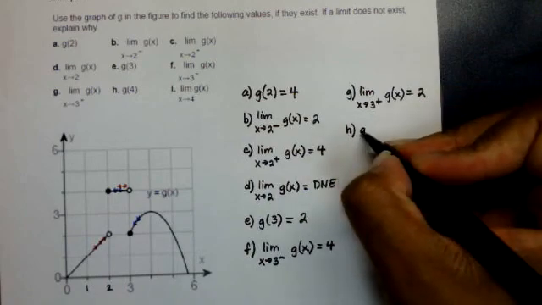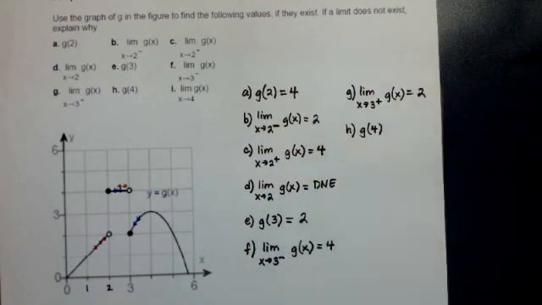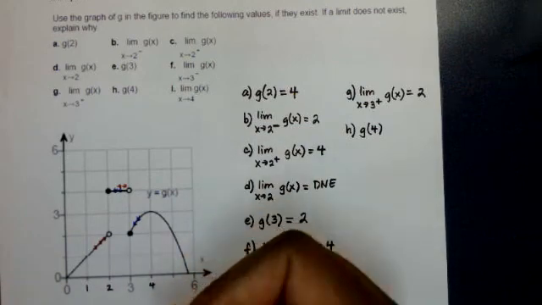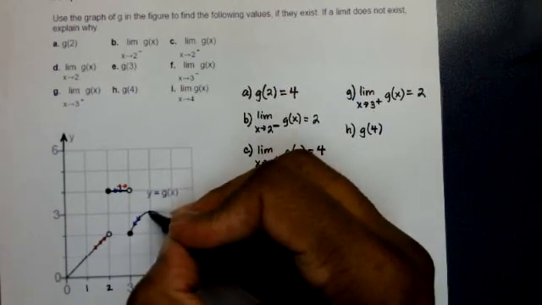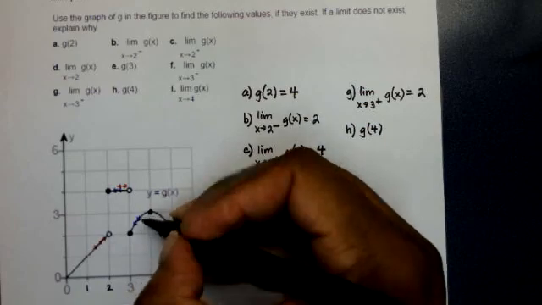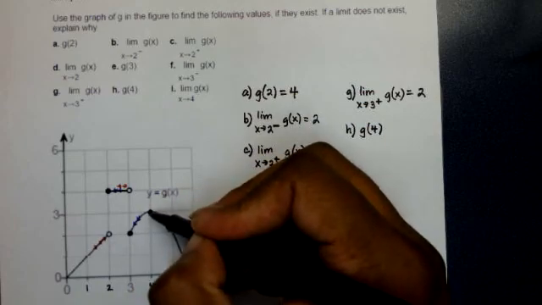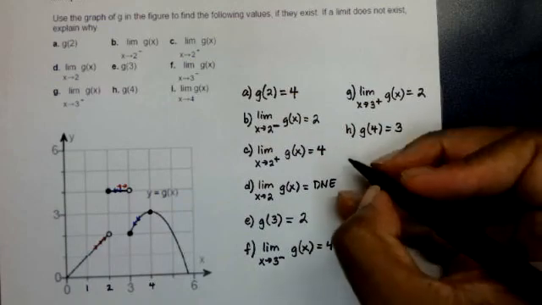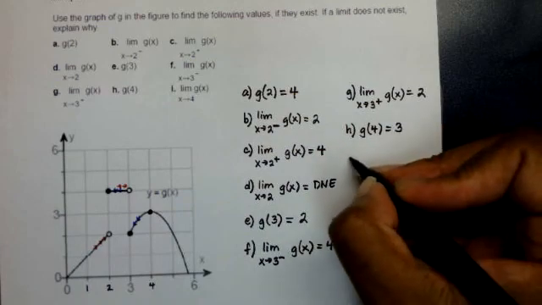And then H, g of 4. What would be the value of that function when x is equal to 4? So here's 4. That means the point will land right here. And the y value that corresponds to that when x is equal to 4 will have to be 3. So g of 4 is equal to 3.